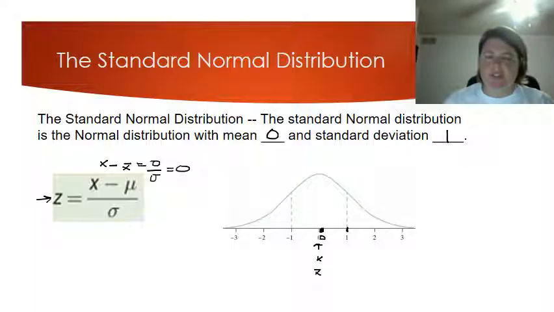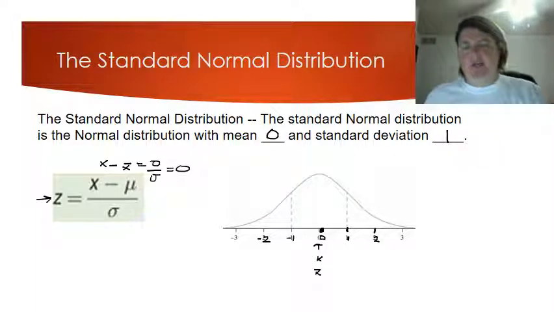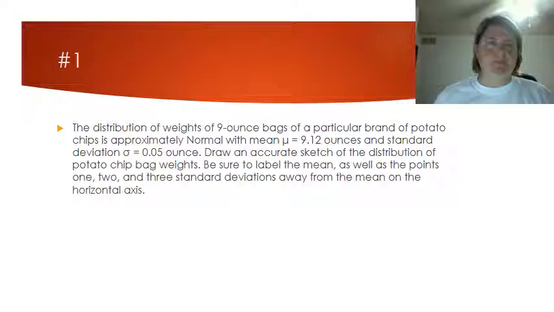So that's why 0 is 0 units from the mean. 1 is 1 standard deviation from the mean. 2 is 2 standard deviations from the mean, otherwise known as a z-score of 1, a z-score of +2, a z-score of -1, a z-score of -2. So remember that z-scores represent the number of standard deviations a score is from the mean.